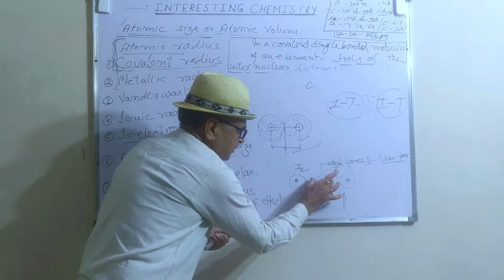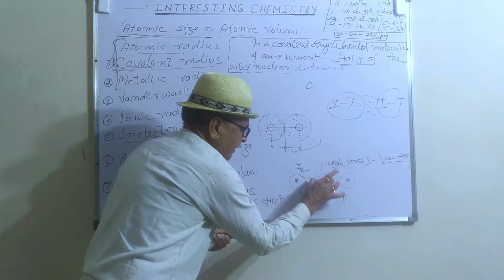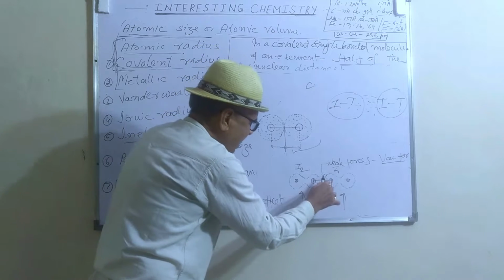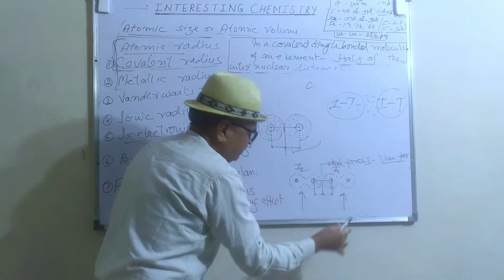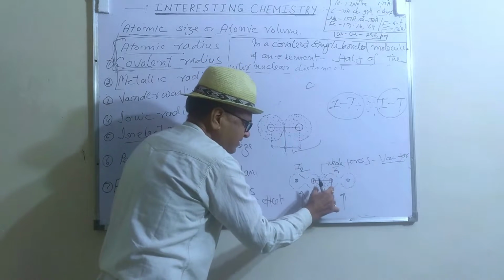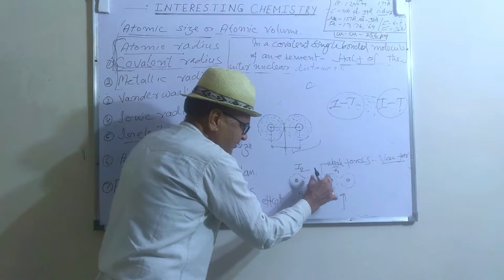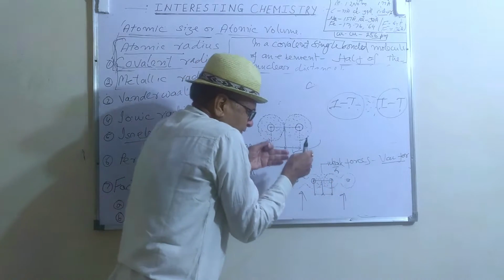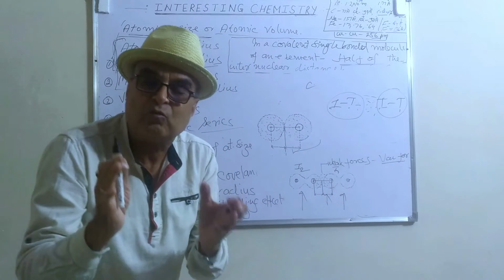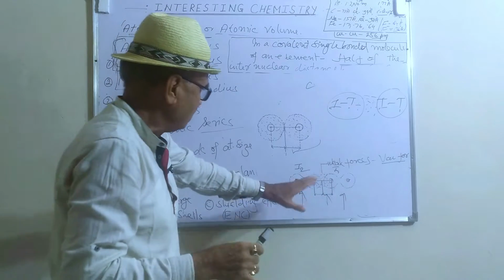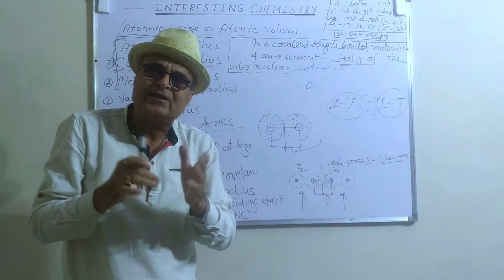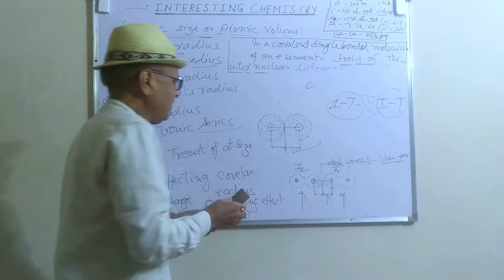So the internuclear distance of these two adjacent atoms of different molecules, half of that internuclear distance of the closest atoms of different molecules, is called the van der Waals radius. I have explained very well. So I think that you have understood about the van der Waals radius.